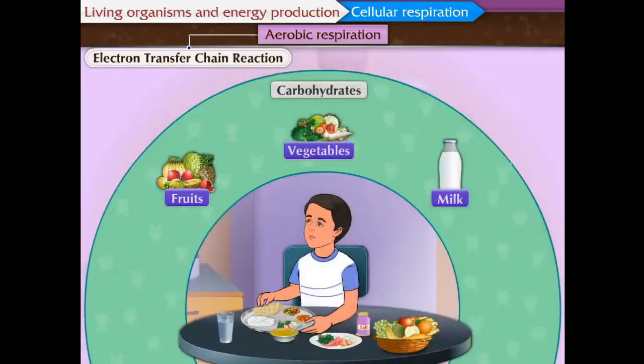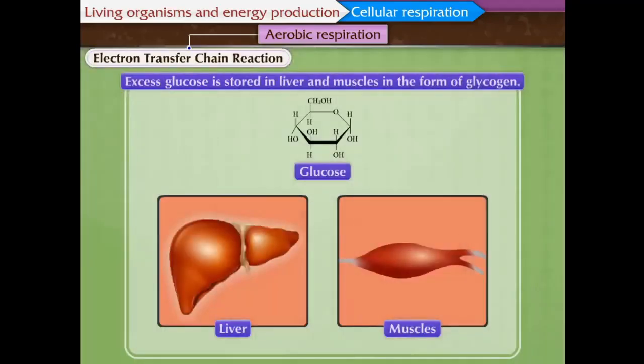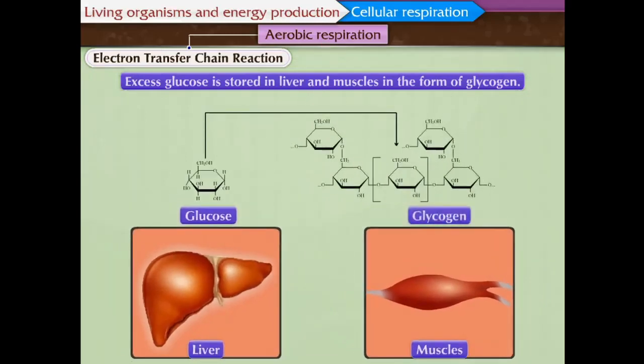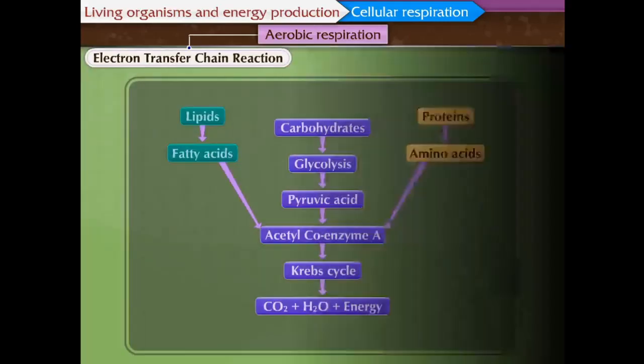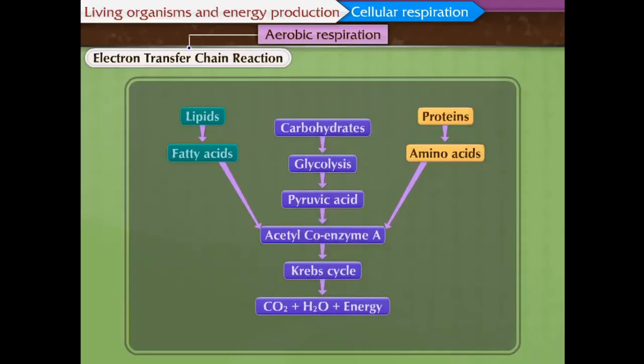If we eat more carbohydrates than required by the body, then excess glucose is stored in liver and muscles in the form of glycogen. When the body needs energy, this stored glycogen is again converted into glucose and utilized. After learning about aerobic respiration, let us now learn about anaerobic respiration, in which oxygen is not used.